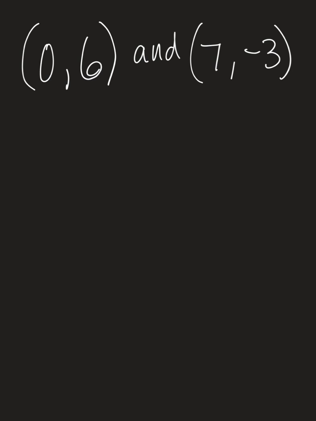Last one is 2 points. Now there will sometimes be 2 points that don't have your y-intercept shown. But for this lesson, we're going to stick with ones that have that y-intercept shown, meaning that x is 0 in the problem. So I have m equals and b equals. Now remember, to find the slope of a table or a pair of points is to create a table. So I have (0, 6), and I have (7, -3).